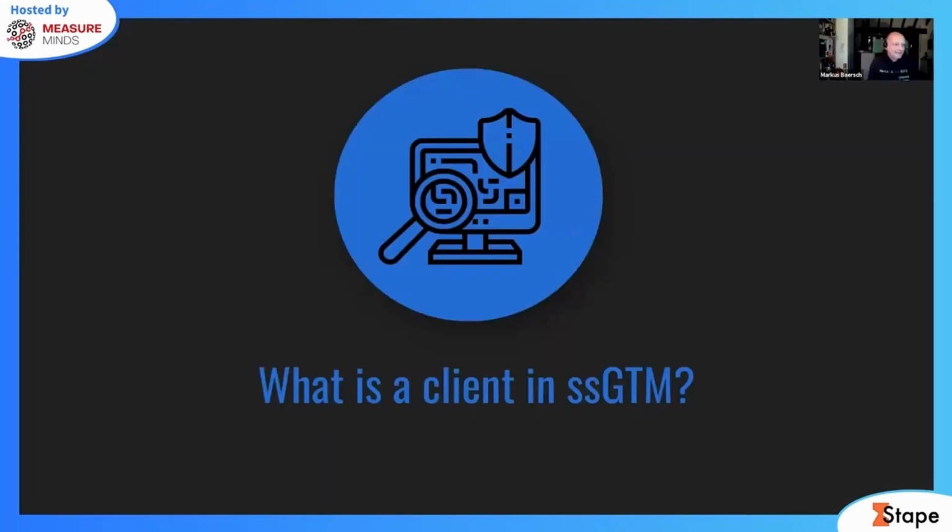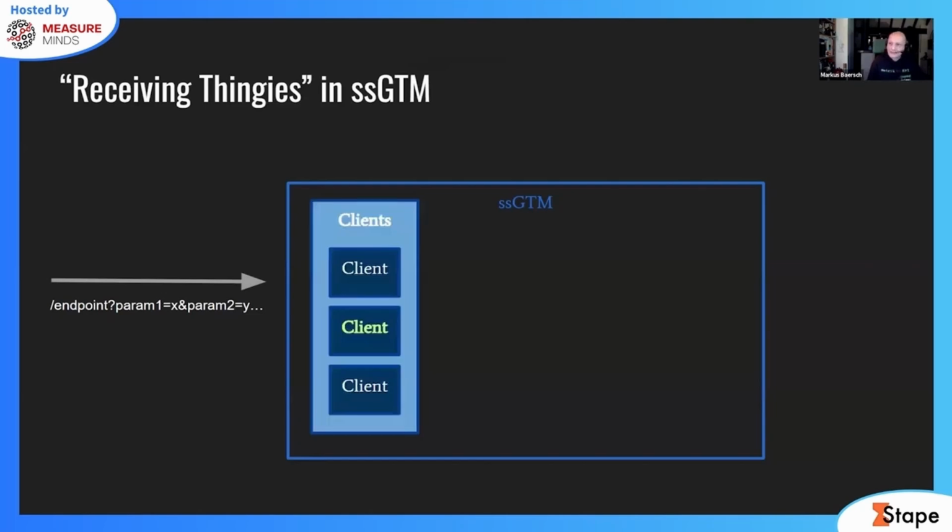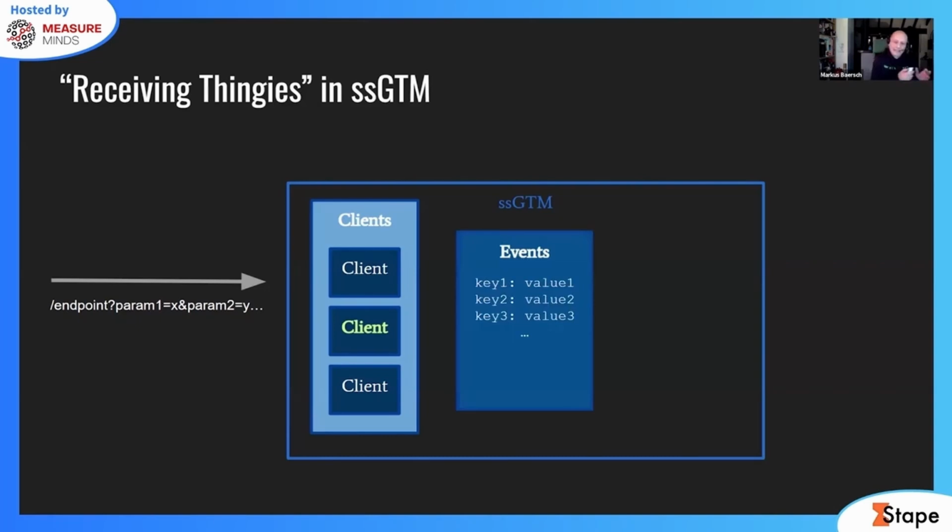First of all, what is a client template in server-side GTM? In a nutshell, they are those receiving thingies in server-side GTM. So whenever a request comes to your server-side Google Tag Manager, there are a lot of clients usually, and depending on the endpoint, one or more clients would be ready to process this request. When a client says, okay, I can understand what's going on here, I can translate that into event data, then a client builds a standard event model, usually from incoming requests.